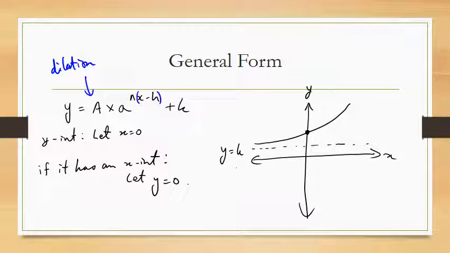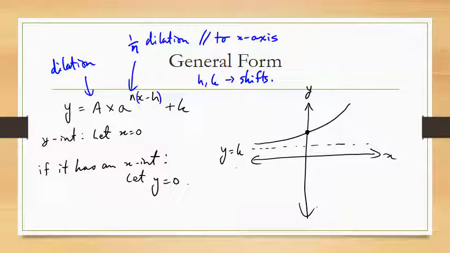Well, same thing as per usual. h, k are your shifts. n, so 1 over n is the dilation parallel to the x-axis. So this should say dilation parallel to the y-axis. Now, you might notice there's a small a there. This is the base, and it actually doesn't matter what number we use for that. You still draw this out in the same way, unless you have to draw multiple ones on the same graph.